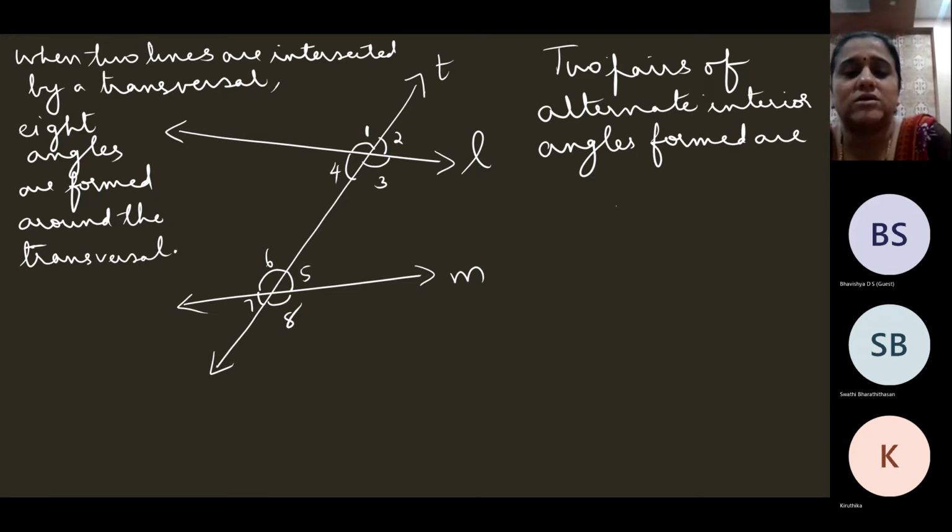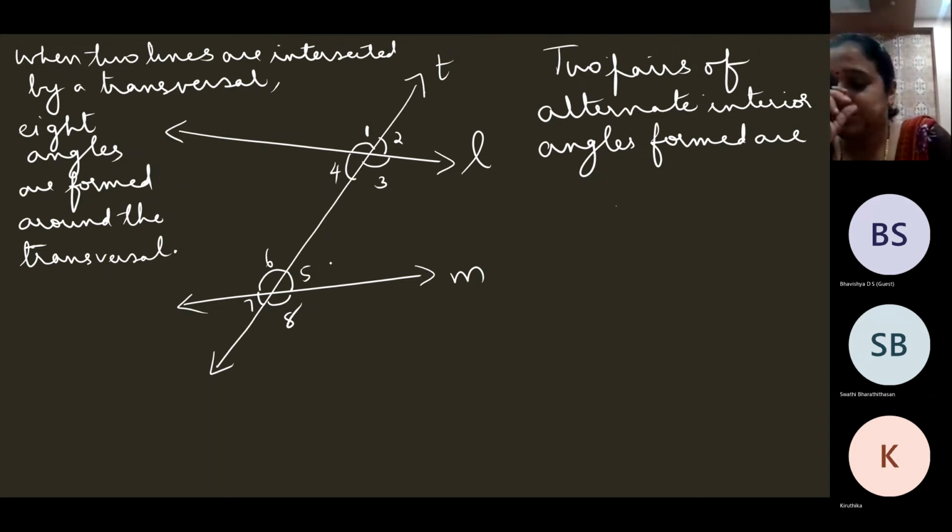Then there are many more, no? So angle 1 and angle 2, angle 2 and angle 3, angle 3 and angle 4, angle 4 and angle 1. Angle 1 and angle 2 form a linear pair of angles. Angle 2 and angle 3, linear pair. Angle 3 and angle 4, linear pair. Angle 4 and angle 1, linear pair. Angle 5 and angle 6, linear pair. Angle 6 and angle 7, angle 7 and angle 8, angle 5 and angle 8. So like this, these are the different pairs of angles which form a linear pair.